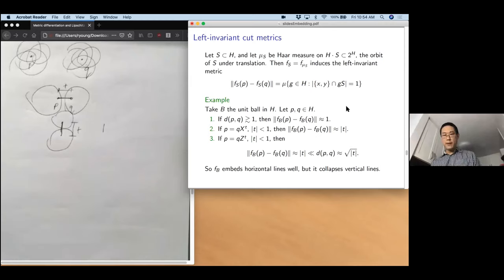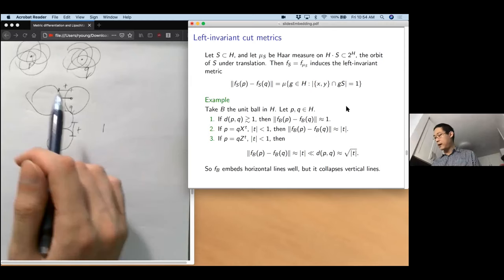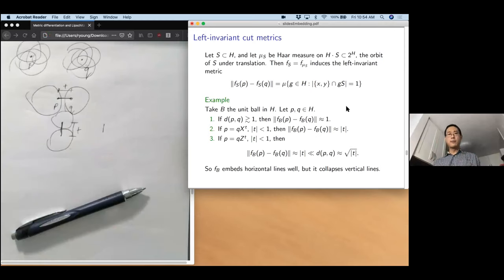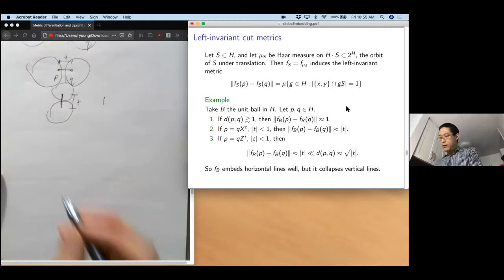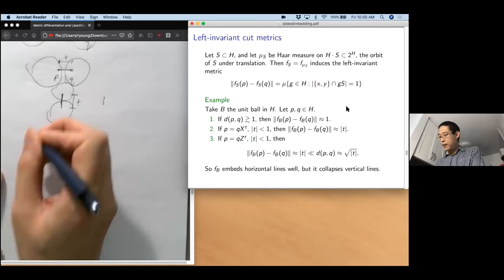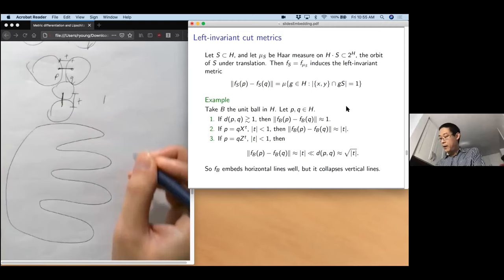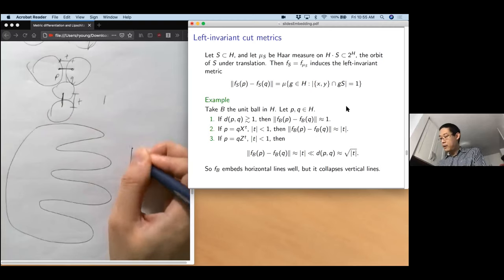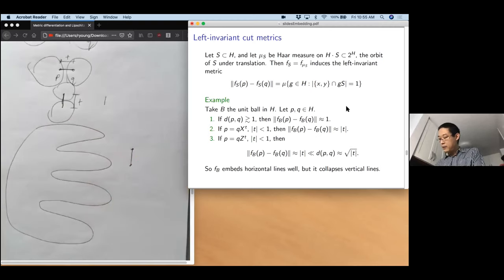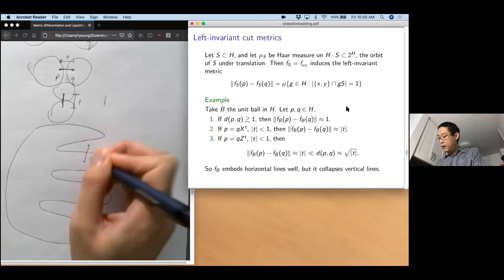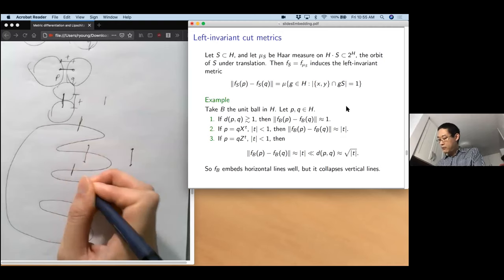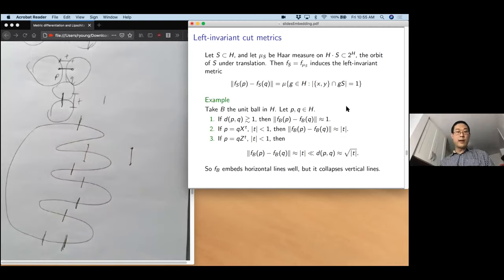Anyway, we end up with a map that embeds horizontal lines reasonably well, but it collapses the vertical lines. And so we can ask, how can we improve this? How can we get a map that doesn't collapse the vertical lines? Well, one thing you could do is, instead of taking the unit ball, you could try to take a more complicated set. Say I have something like this. Then this is going to do a better job of separating vertically separated pairs, because if I have a segment like this, then there are going to be a lot of translates of this set where that segment crosses the boundary. So we can try to get a map that separates vertical lines better by taking a more complicated set.